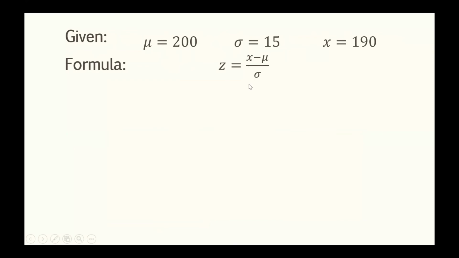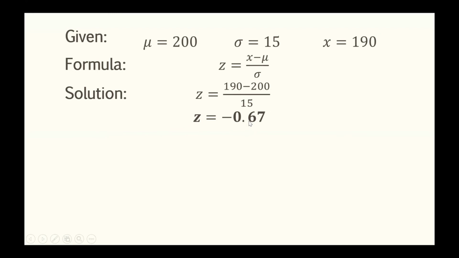So to do that, we're going to use this formula. We have z, or the z-score, is equal to the raw score, 190, minus 200 as the mean, all over 15 as the standard deviation. So using your calculator, 190 minus 200, that is negative 10, divided by 15, and that is negative 0.67. This is the standard score or the raw score.